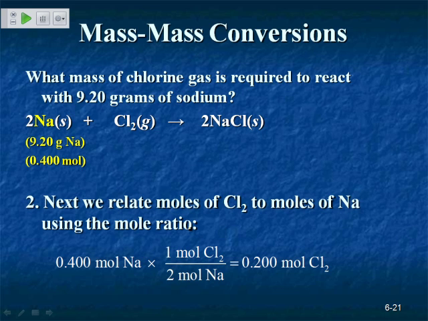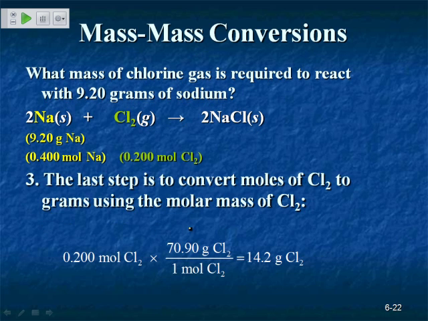Converting this moles of chlorine to mass of chlorine using what? Molar mass of chlorine. So that's the last step you are going to do. So the conversion of moles of chlorine to grams using the molar mass of Cl2. Pay attention here. The substance you have is Cl2, not just one Cl. So remember to use the molar mass of Cl2.